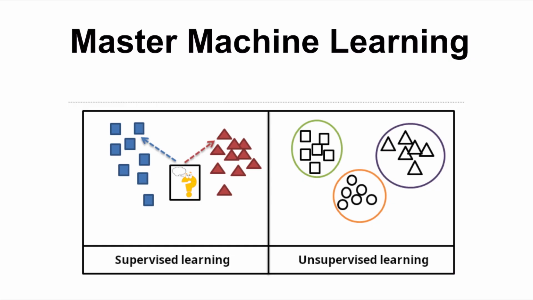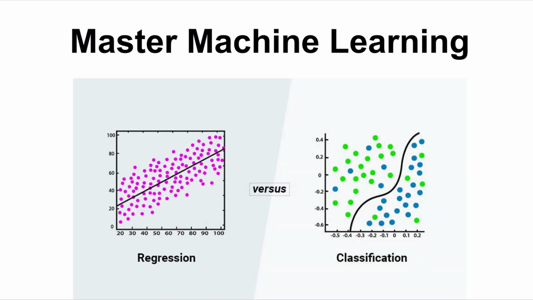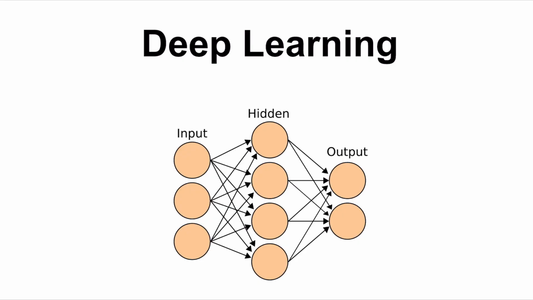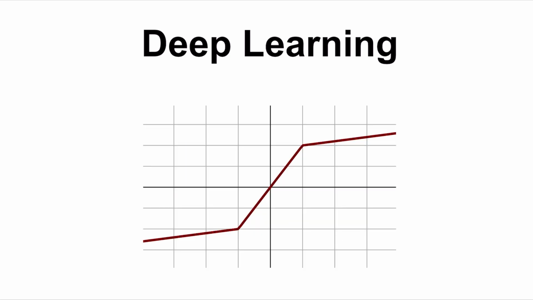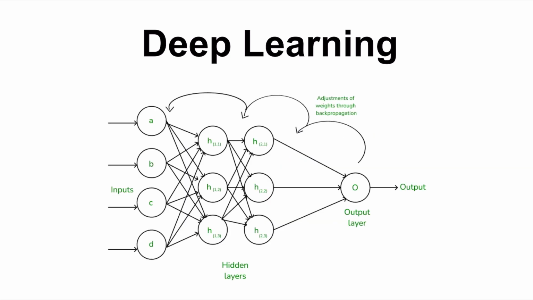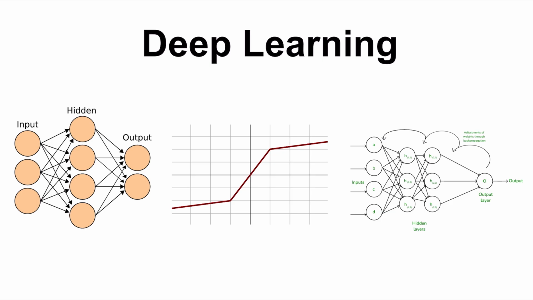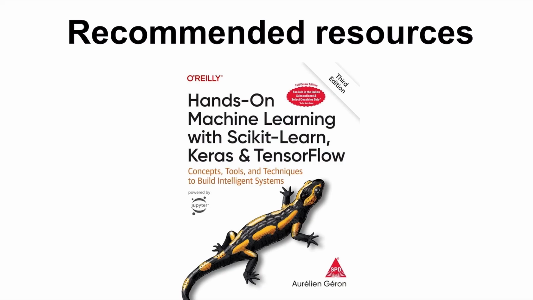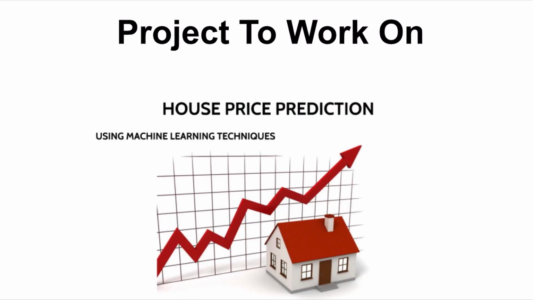Next, master machine learning. Understand supervised and unsupervised learning, classification and regression models, and how to test if your models actually work. And lastly, learn about neural networks, activation functions, and backpropagation. This is key because most AI agents use these ideas to process information. Recommended resources are Andrew Ng Machine Learning course on Coursera and Hands-on Machine Learning with Scikit-Learn, Keras, and TensorFlow book. It's great for practice. To get hands-on, build small projects like predicting house prices or classifying images.